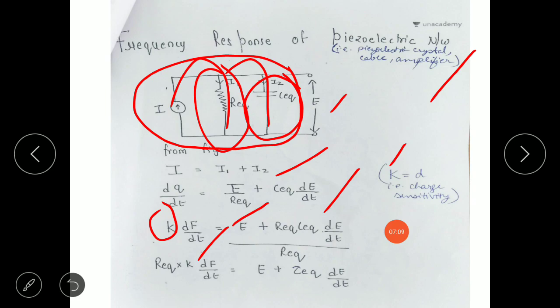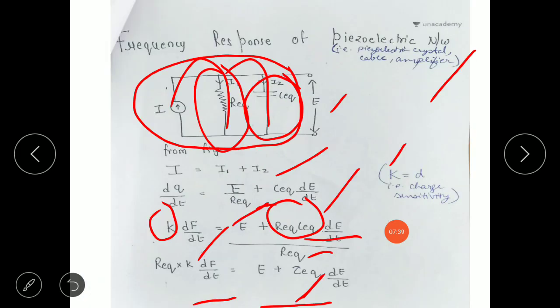Now this is K dF by dt is equal to, now what we will do, we'll take R equivalent common. So R equivalent we have taken common, it will be E plus R equivalent into C equivalent dE by dt. Now we'll take R equivalent to this side and we'll get R equivalent into K dF by dt is equal to E plus, now R equivalent into C equivalent is tau equivalent, that is the time constant, into dE by dt.